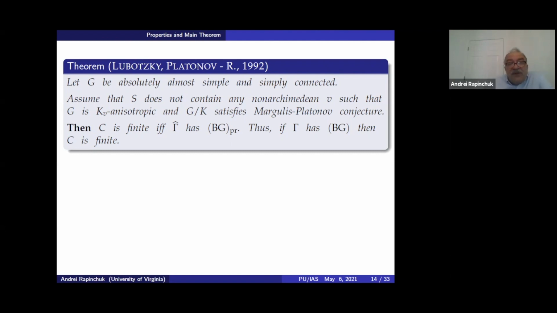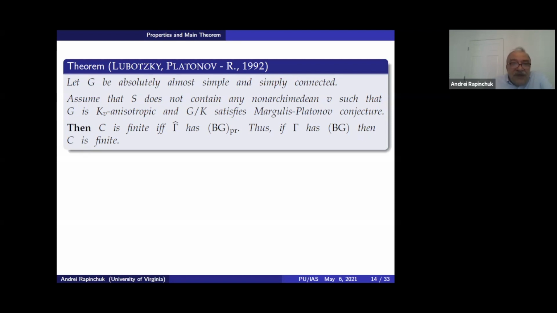At that time, we viewed this result as a sort of uniform approach to the congruence subgroup problem, because there was information from Fritz Grunewald that he was able to check bounded generation for certain quaternion groups using a computer. Well, I will tell you what happened later.